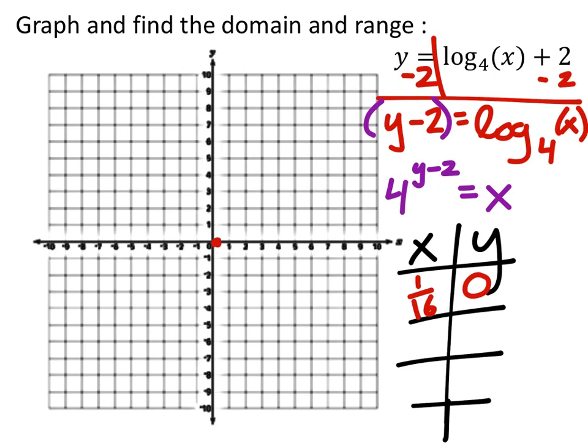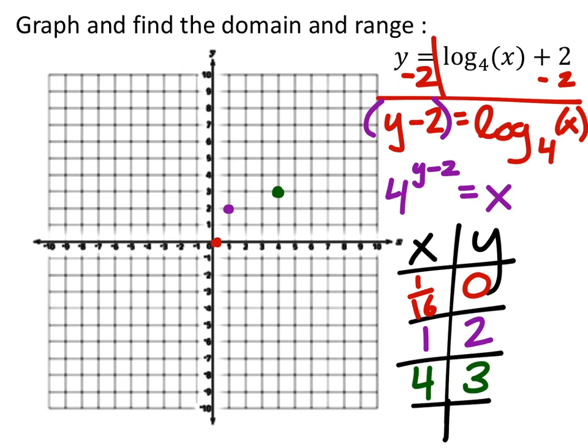What I really want to do is make the y value 2, which will make the exponent 0. 2 minus 2 is 0. 4 to the power of 0 is 1. So now I have this point at 1, 2. Alright, let's try something else then. Let's try 3. 3 minus 2 is 1. 4 to the power of 1 is 4. So I got 4, 3. And that should be enough, hopefully, to see the pattern.